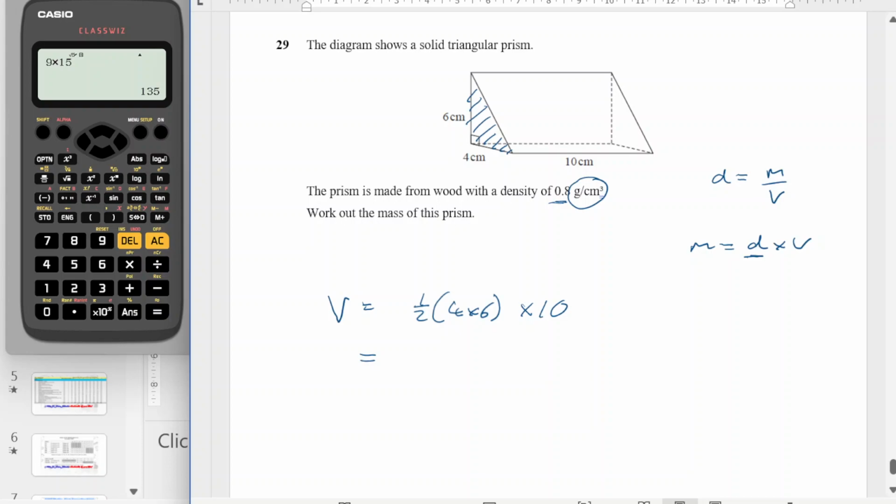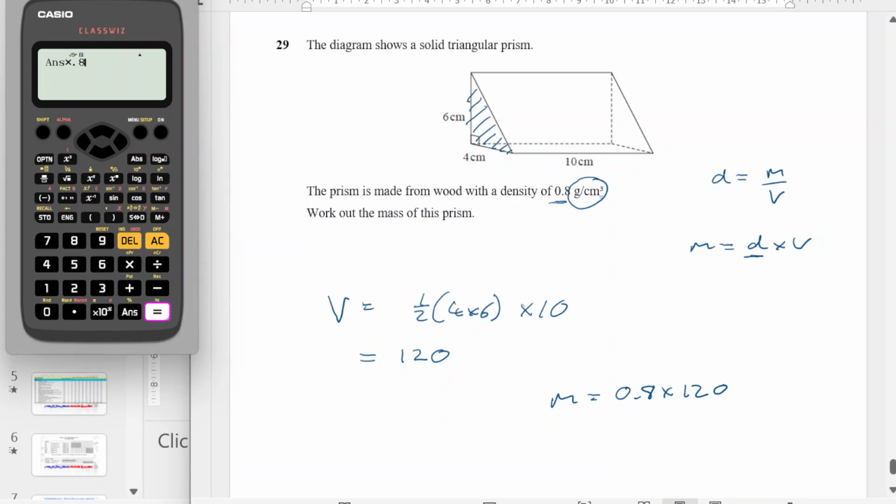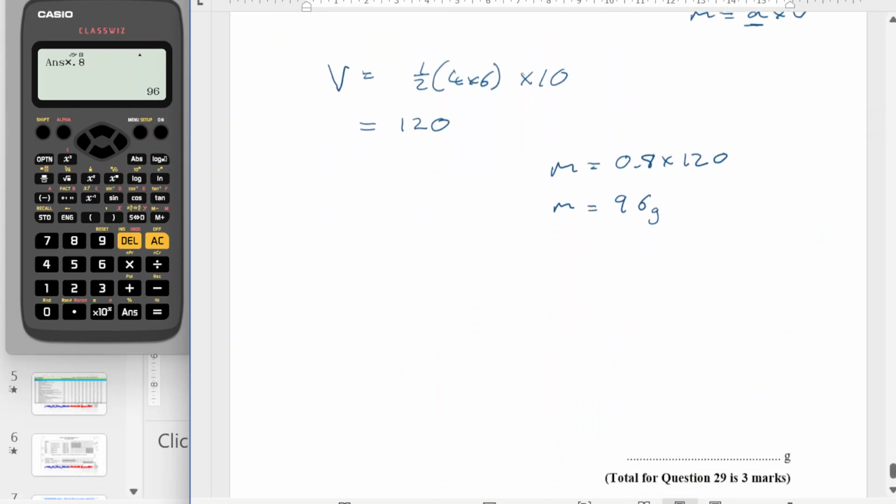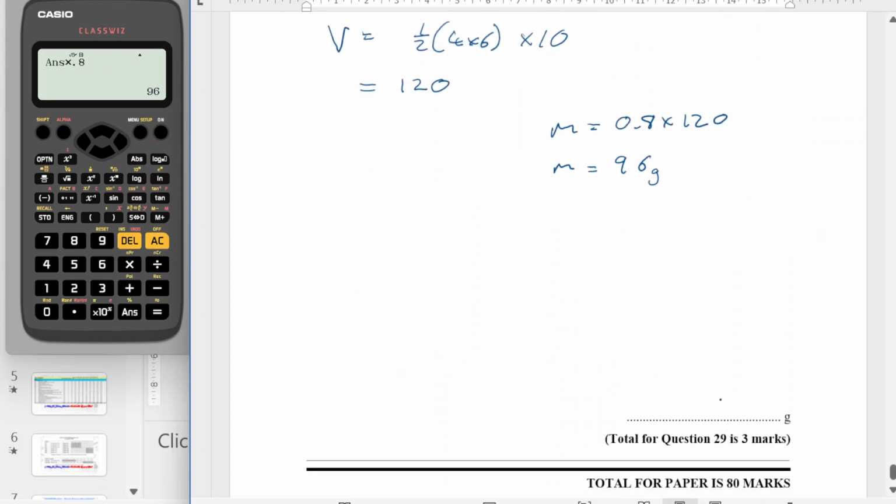So the volume of that then is going to be 0.5 times by 4 times by 6 times by 10. So the volume of that is going to be 120. So the mass of that object is going to be 0.8 times by 120. The mass is going to be 96. Look in the question for a hint of the unit. That would be grams. So 96 grams.